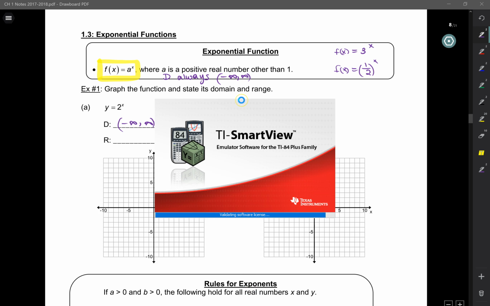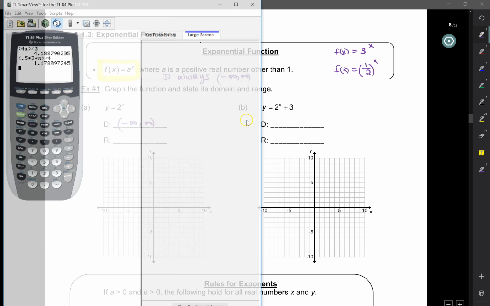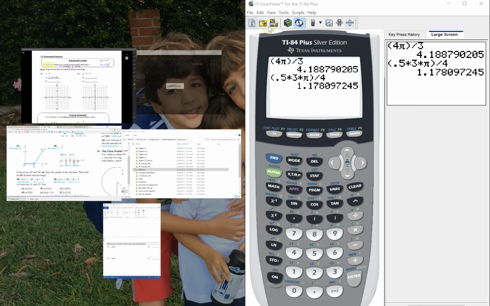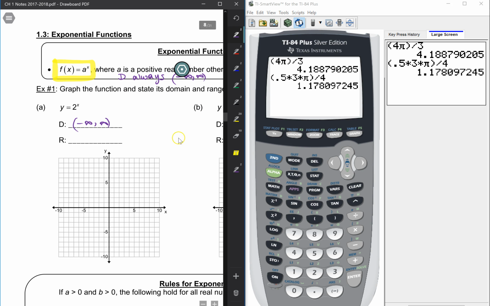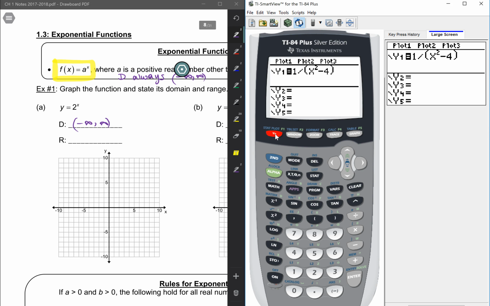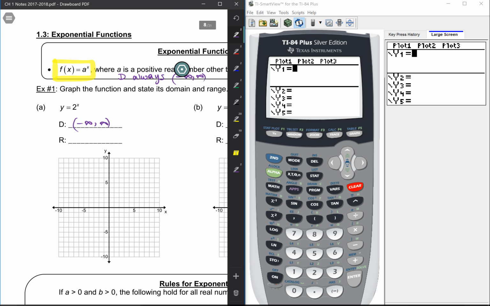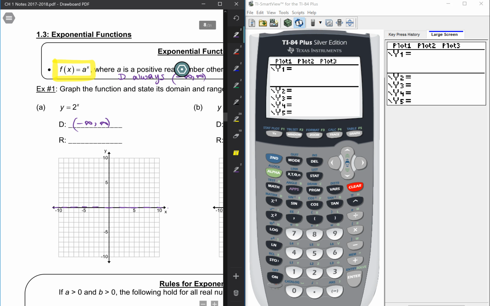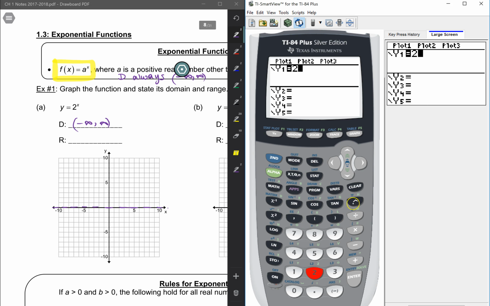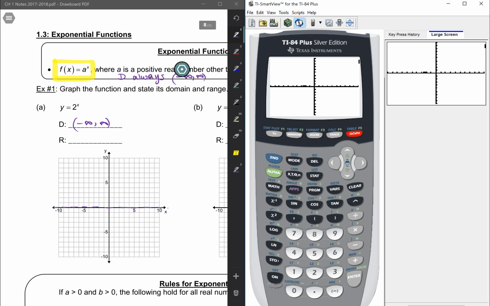Okay? Now, another thing about exponential functions is they all have horizontal asymptotes. So they all have horizontal asymptotes. The default is that the horizontal asymptote is at y equals 0. So now we're going to graph this, and you know what? We're going to put it in the calculator. Okay? And that's what it looks like.